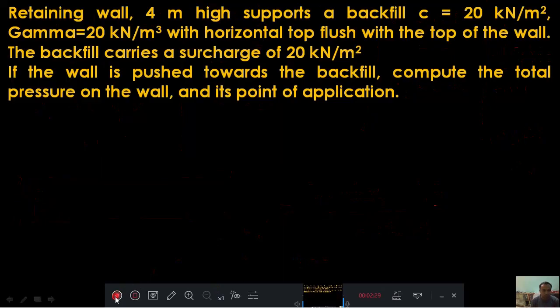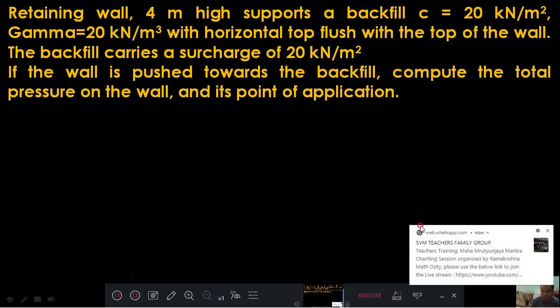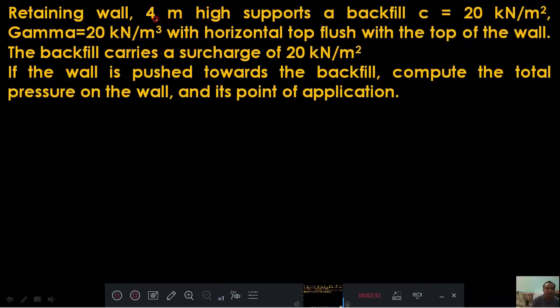Thank you. We have another problem here. The retaining wall 4 meter high supports a backfill with C equal to 20, gamma this much, horizontal top flush with the top of the wall, meaning it is horizontal. The backfill carries a surcharge this much, and the wall is pushed towards the backfill, meaning the passive case. Compute the total pressure on the wall and its point of application.